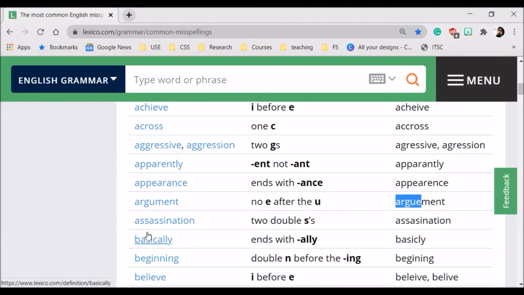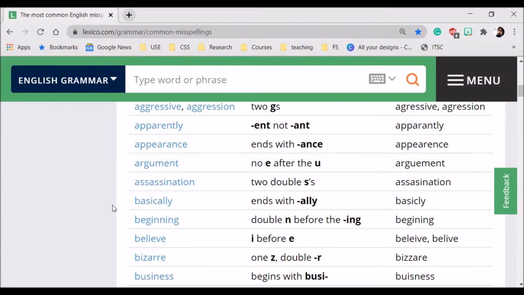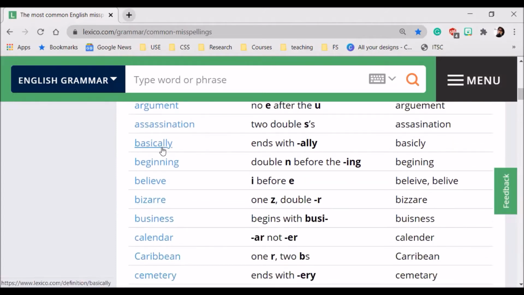Then association. It has a double S, so here we already have a double S, and then we again have a double S. Basically it has a double L, so it has ly at the end. Commonly you would either miss out the L or miss out the A. So these are common mistakes. Many people write it with just one L, and they miss out the other L. So the correct spelling is a double L at the end.